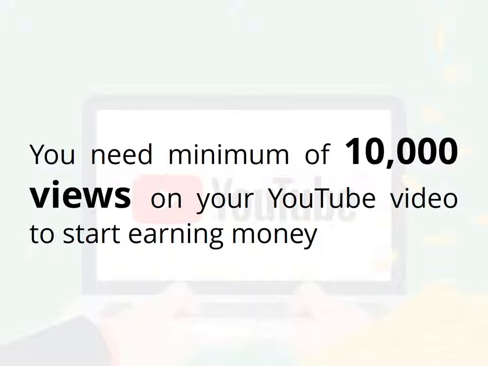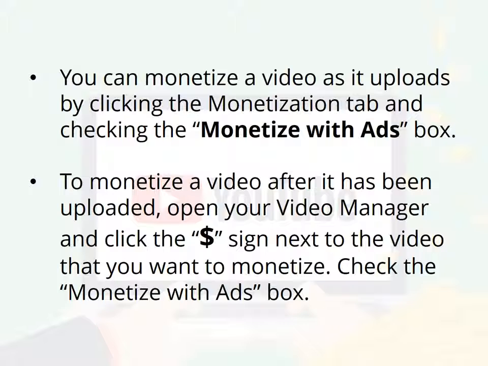You need a minimum of 10,000 views on your YouTube video to start earning money. You can monetize a video as it uploads by clicking the Monetization tab and checking the Monetize with Ads box. To monetize a video after it has been uploaded, open your Video Manager and click the $ sign next to the video that you want to monetize. Check the Monetize with Ads box.